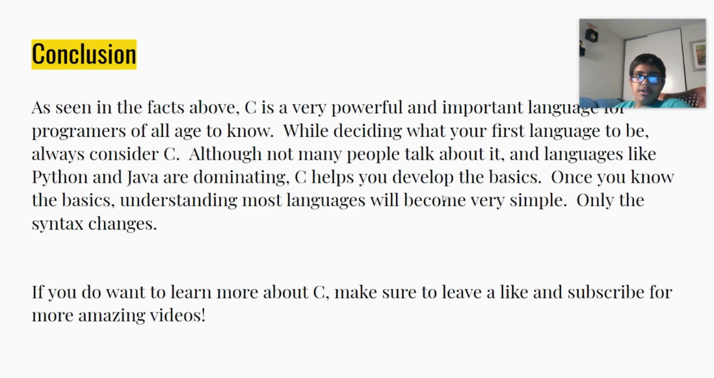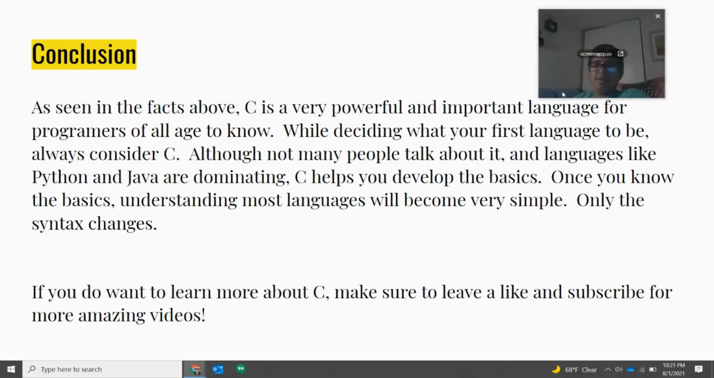Last but not least, our conclusion. As seen in the facts above, C is a very powerful and important language for programmers of all ages to know. While you decide what your first programming language should be, you should always consider C as an option. Although not many people talk about it and languages like Python and Java are dominating and everybody wants to learn them, C helps you develop the basics. So once you know the basics, understanding most languages like Python and Java will become very simple because only the syntax will have changed. You'll know how the computer understands it, handles it, and you'll also know how it works.